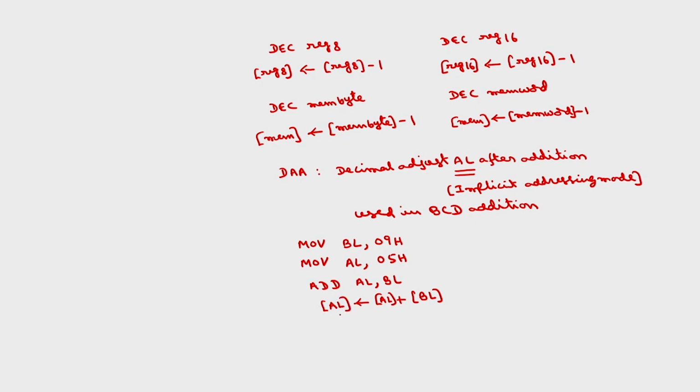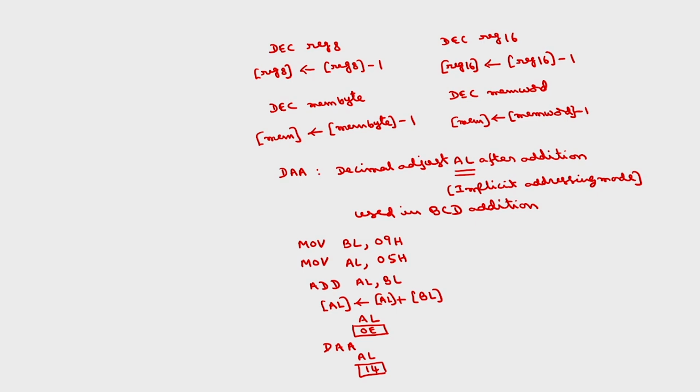So, what will be the AL contents? Because the microprocessor takes these as hexadecimal numbers, if it performs hexadecimal addition, this is 14, so the AL contents will be 0EH. But the ordinary layman expects 9 plus 5 to be 14. To get this 14 from the 0E in AL, we can write DAA. After DAA, the contents of AL become 14, which is the BCD addition of 9 plus 5.